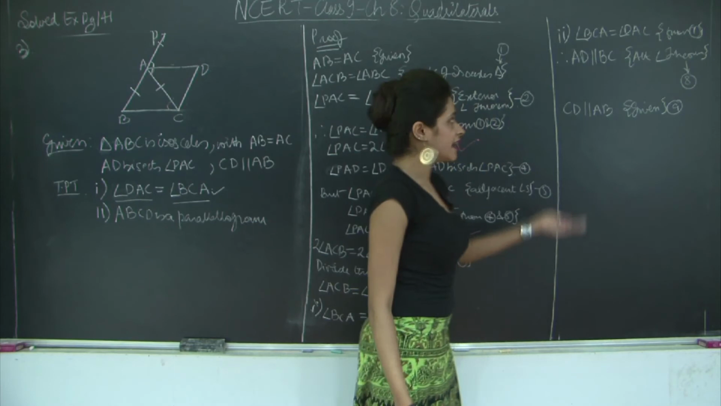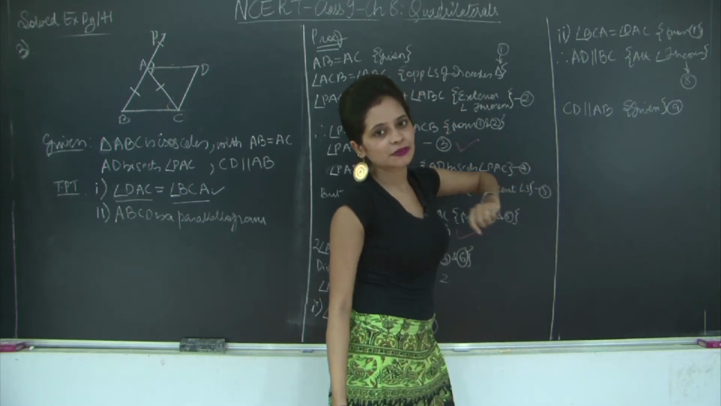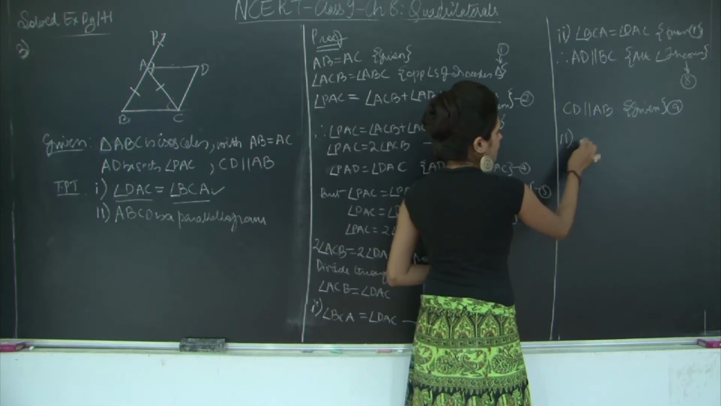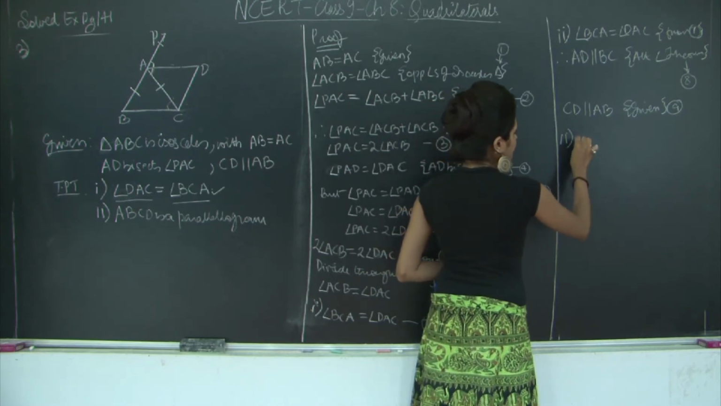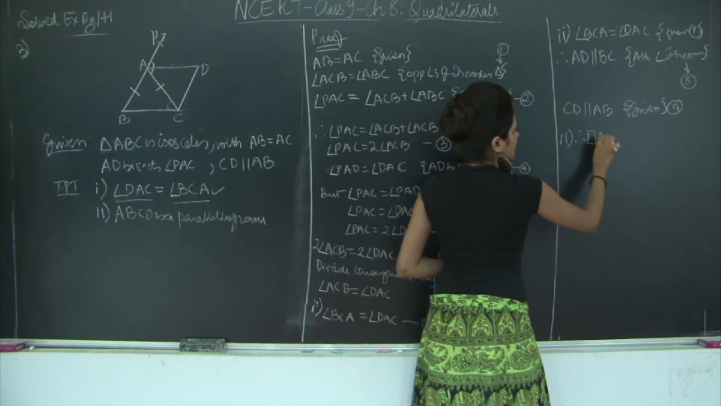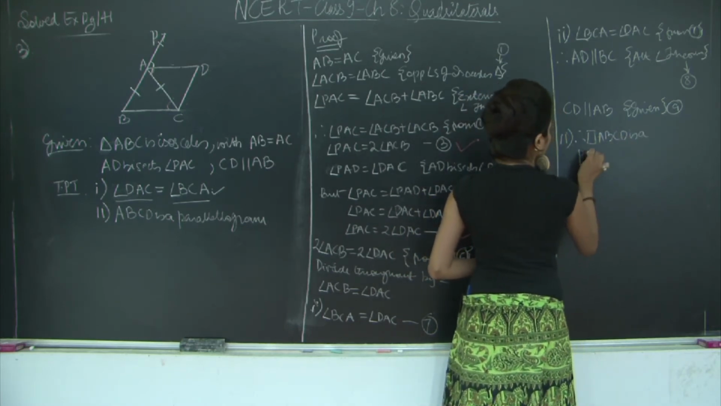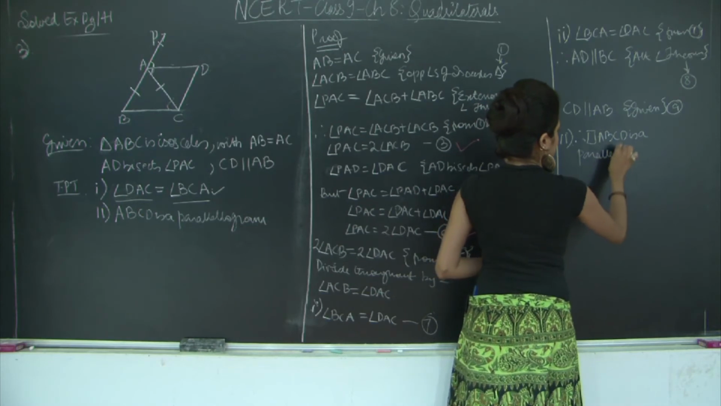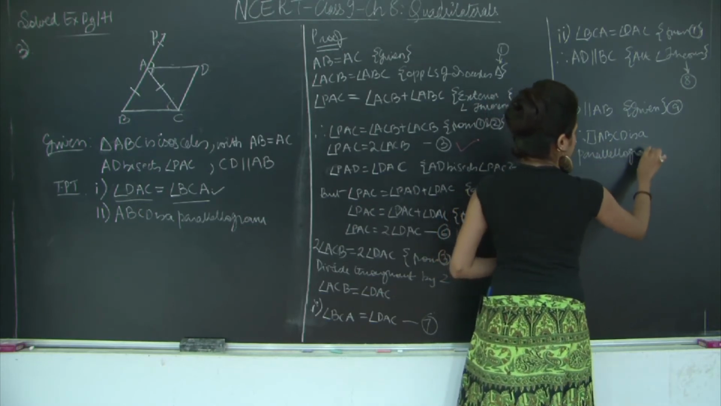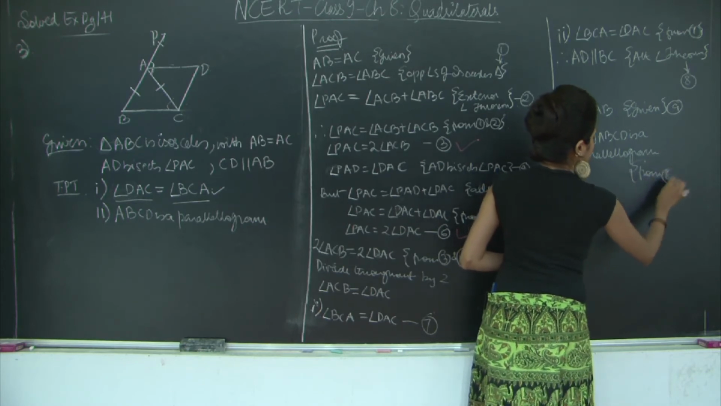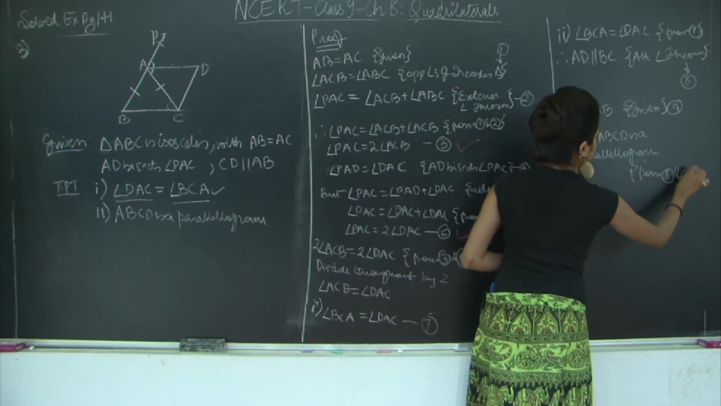Therefore from 8 and 9 I can prove that quadrilateral ABCD is a parallelogram. So I'll just write second because this is the second part we need to prove. Therefore quadrilateral ABCD is a parallelogram, from 8 and 9.